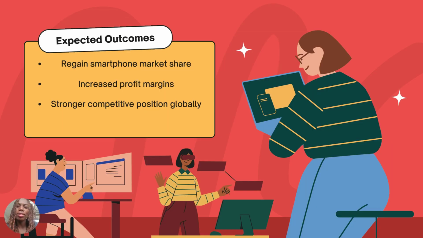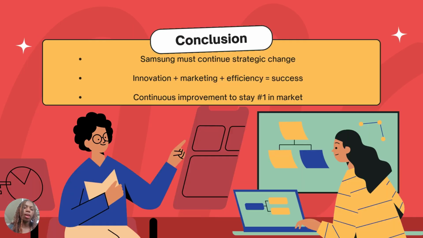Hello, my name is Dina, and I will talk about the expected outcome. The goals are for Samsung to retain its smartphone market share, increase profit margin, and strengthen its global competitive position. For the conclusion about this topic, Samsung needs to keep adapting its strategy. By combining innovation, strong marketing, and efficient operations, the company can stay successful.